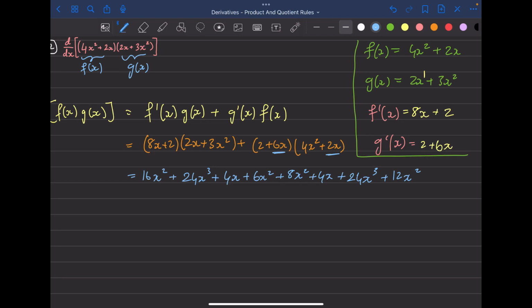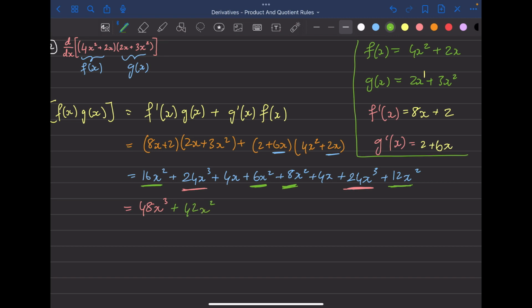So now all we have to do is combine everything. So we have an x cubed here. We have an x cubed here as well. So 24 and 24, if you add them up, they give you 48. So we have 48x cubed. And then for the x squareds, we have 16x squared here. We have a 6, we have an 8, and we have a 12. So 16 plus 6 is 22, plus 8 is 30, plus 12 is 42. So plus 42x squared.